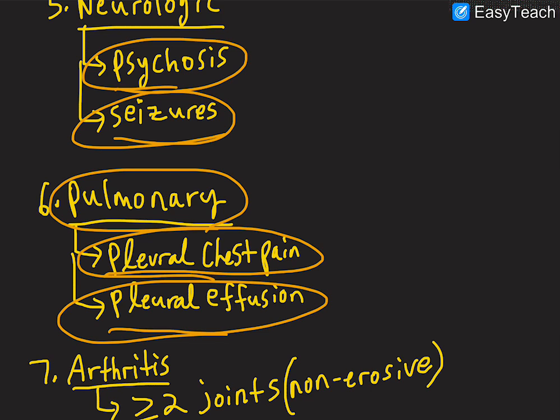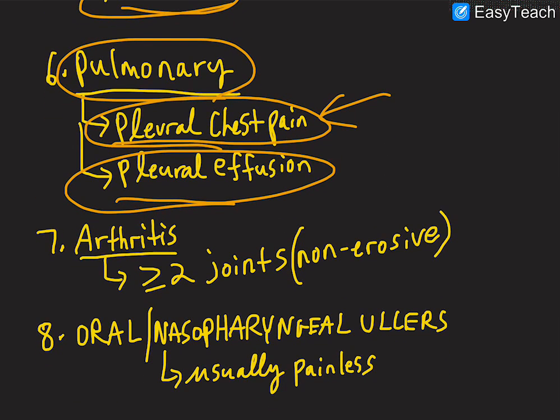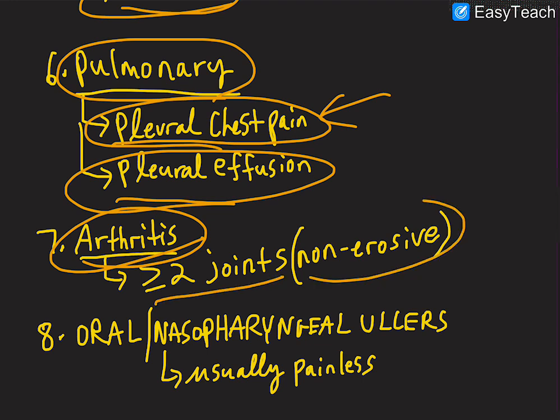So every time you breathe in and your lungs expand, your pleura cover your lungs. If that's inflamed, it's going to hurt, so that's going to lead to pleural chest pain. And then remember, these antigen antibody complexes can also deposit in your joints. That's going to lead to arthritis, especially if it's greater than or equal to two joints. Okay, and it's non-erosive. That's important because rheumatoid arthritis, as we'll see in the future, is erosive.